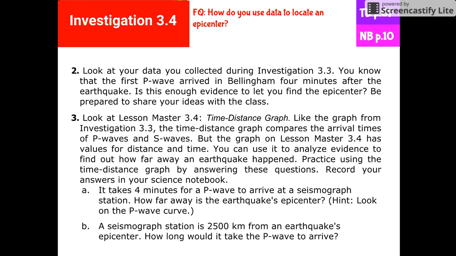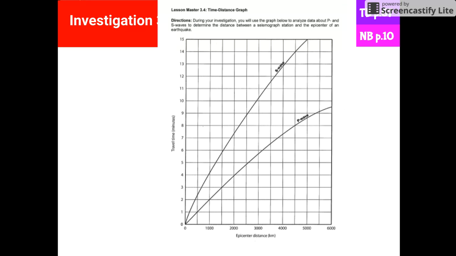You look at your lesson master 3.4 time distance graph. That should be attached on your Google Classroom. And it takes time. P waves and S waves travel at different times. So you're going to be calculating the difference between the P and S wave to help you calculate how far away the epicenter was from whatever seismograph is collecting the data. Here's a look at that time and distance graph.